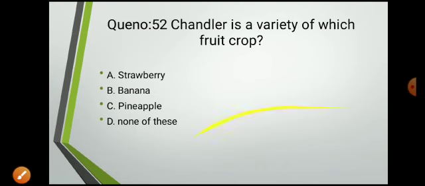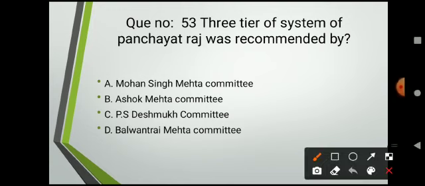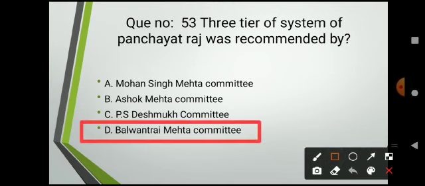Question number 53. The 3-tier system of Panchayat Raj was recommended by. Options are Mohan Singh Mehta Committee, Ashok Mehta Committee, P.S. Deshmukh Committee, and Balwant Rai Mehta Committee. The correct option is option D. Balwant Rai Mehta Committee recommended the Panchayat Raj.